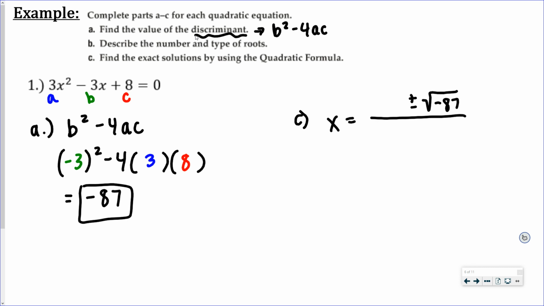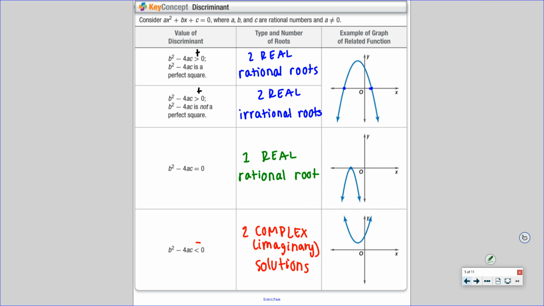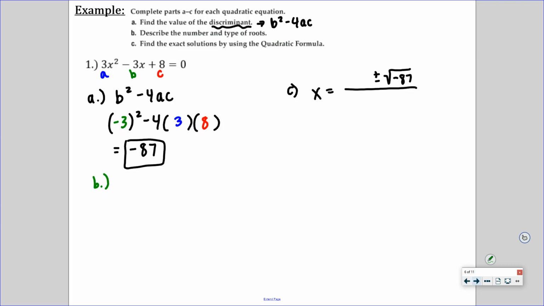So to answer B, describe the number and types of solutions. If I have a negative number under here, what kind of solutions am I going to get? Imaginary, exactly. How many? 2. Imaginary solutions always come in pairs of 2 because they come from plus or minus the square rooting a negative number. So you can never just have one imaginary. So 2 complex is all you'd have to say. 2 complex roots, because that number is negative, less than 0.